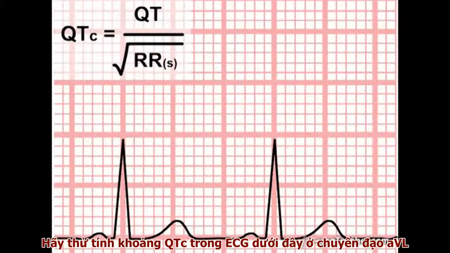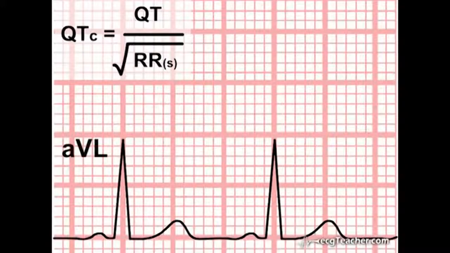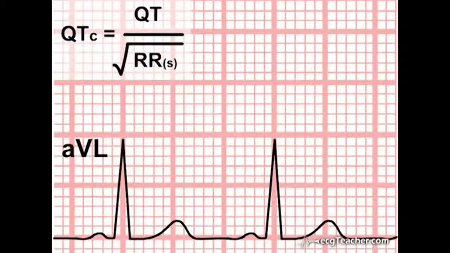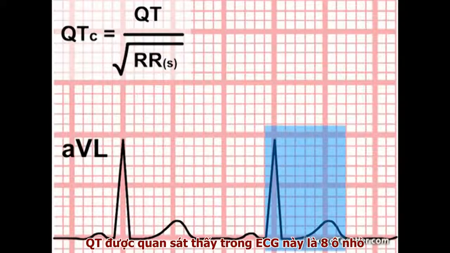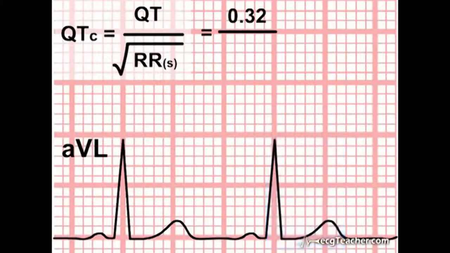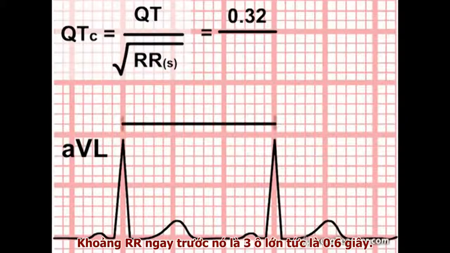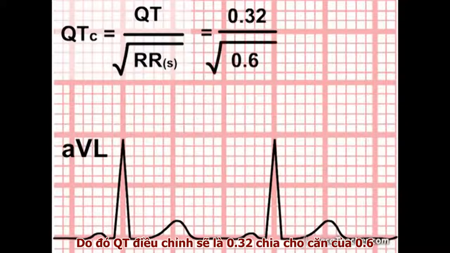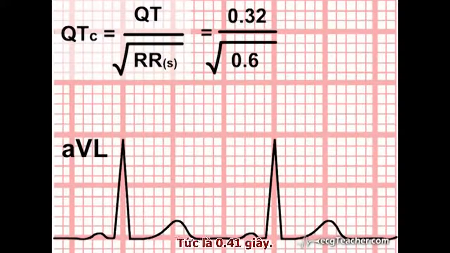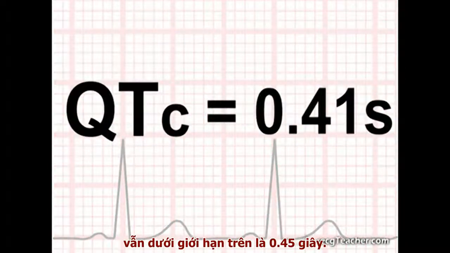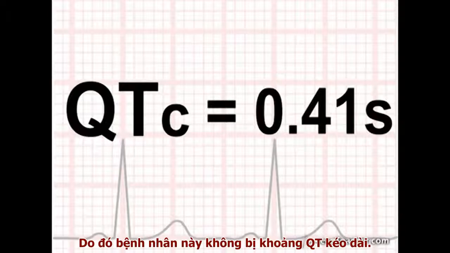Let's try and calculate the corrected QT interval on this readout from AVL. The patient is male and the heart rate is 100 beats per minute. The observed QT interval on the ECG is 8 small squares, or 0.32 seconds. The immediately preceding RR interval is 3 large squares, or 0.6 seconds. So the corrected QT is 0.32 divided by the square root of 0.6. This computes at 0.41 seconds, well within our upper limit of 0.45 seconds. So this patient does not have prolonged QT.